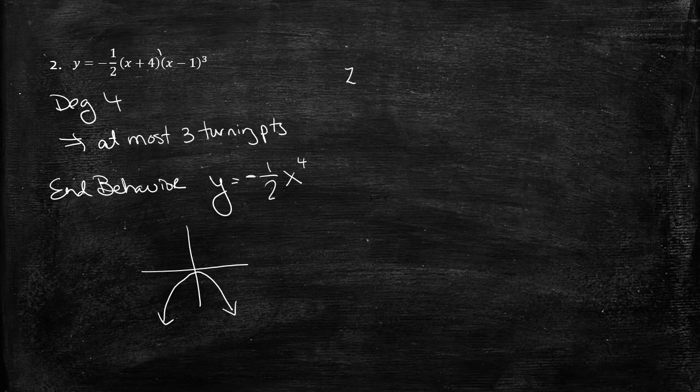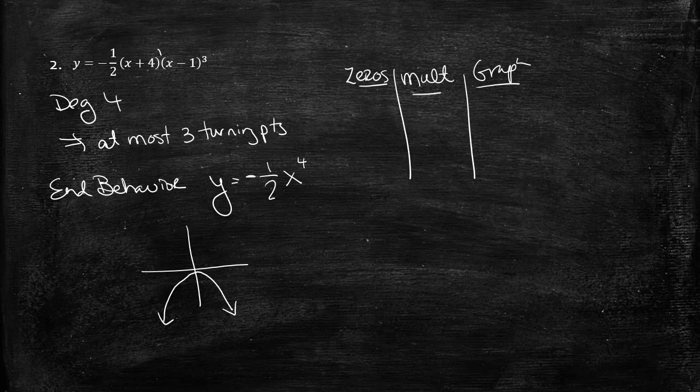Okay, next we have zeros and the multiplicity, and then also what's going on with the graph. Okay, so the zeros of our function are -4 and 1. Again, our function is given to us in factored form, so finding the zeros should be easy. It takes a little bit more work to find the degree, but getting the zeros is the easy part.